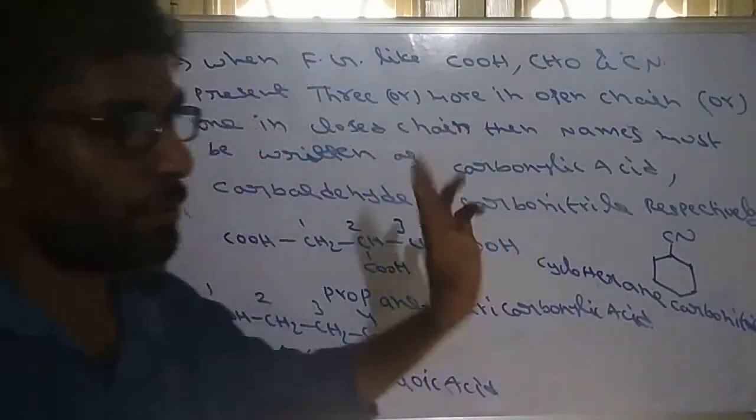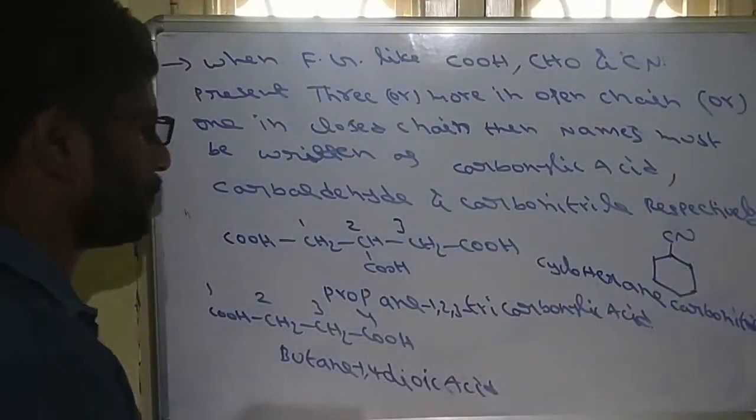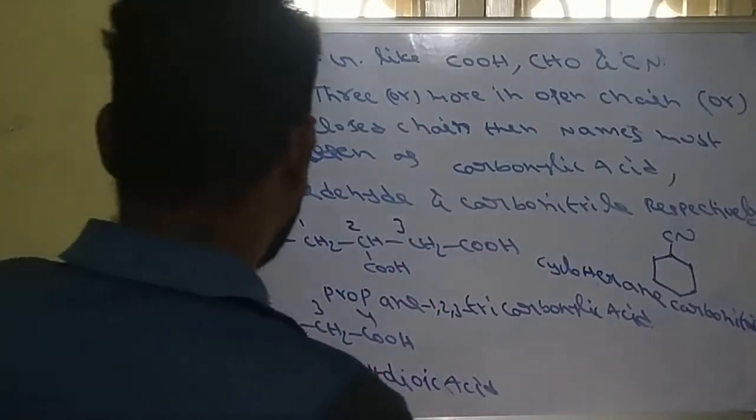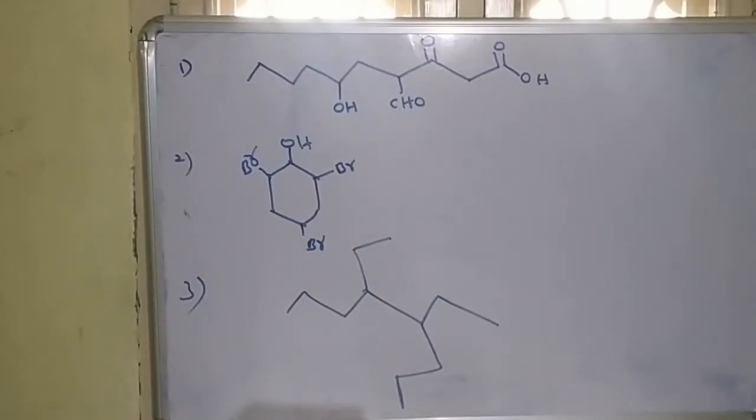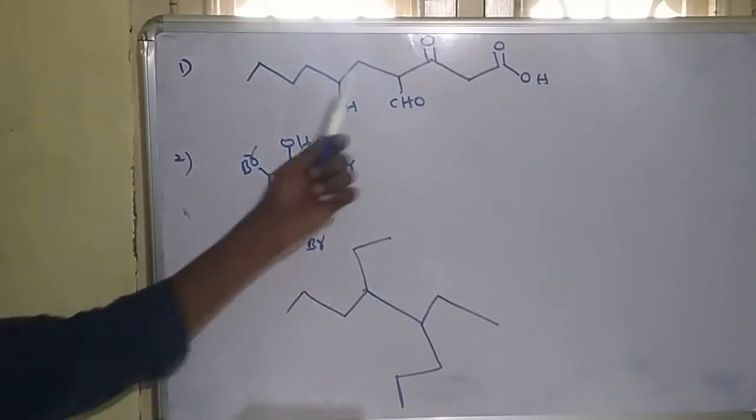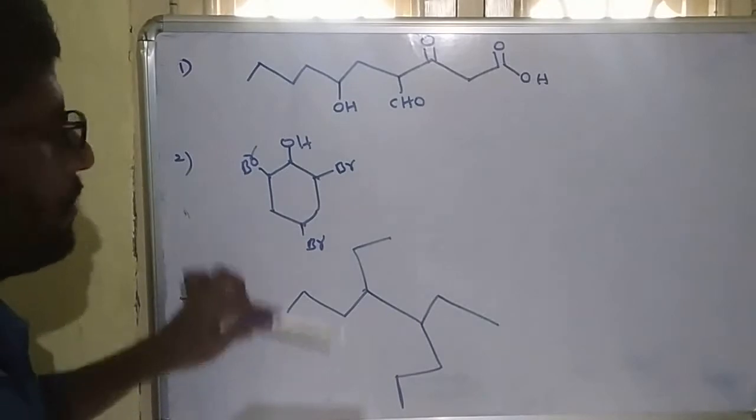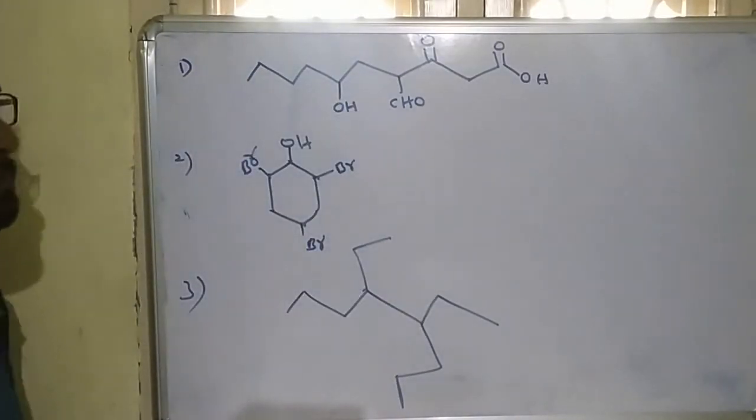So these two are important exceptions. Except these two, the remaining are as usual; you have to follow the rules. Any molecule is given, you can write the IUPAC name. Just some examples are given. Try these molecules. Very simple molecules are given. So 3 molecules are given. Try these 3 IUPAC names and send them to me in the group.